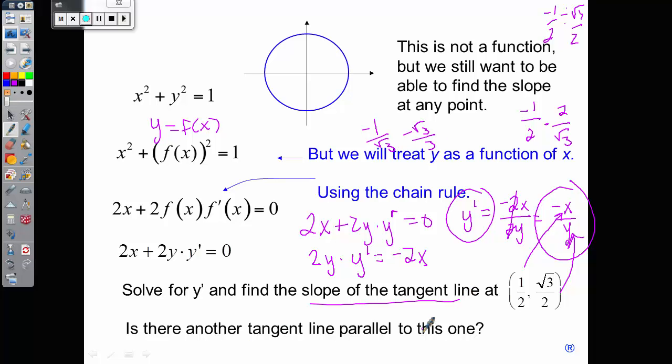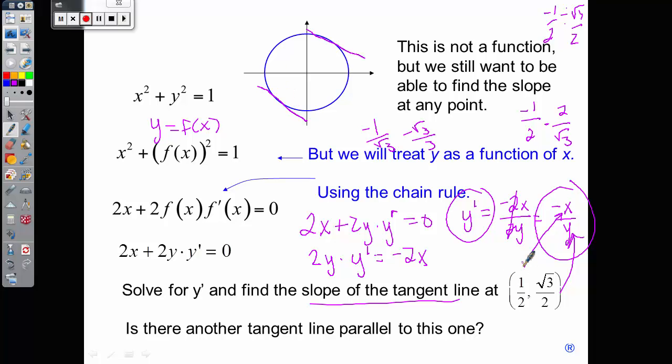Is there another tangent line parallel to this? Well, of course. Where x is 1/2 and y is root 3 over 2 is right here. So there's obviously another tangent line down here. We're not going to find that equation because we don't have the x value. I mean, if we plugged in negative 1/2, then we would.